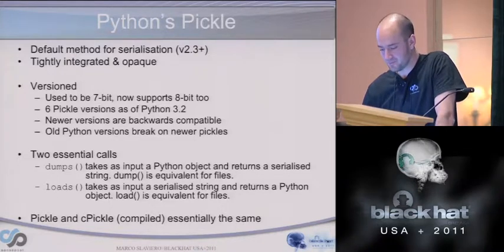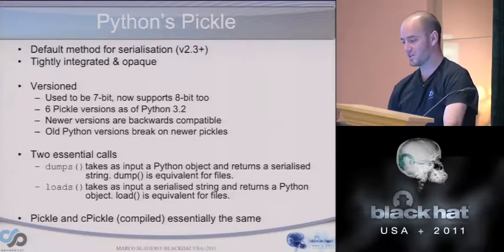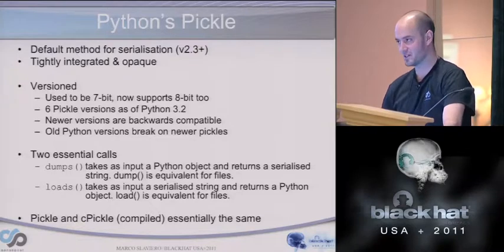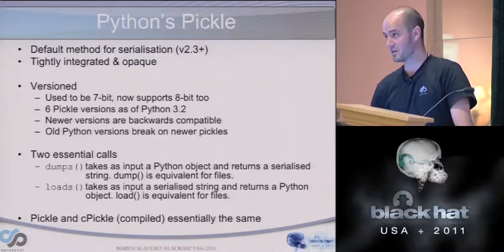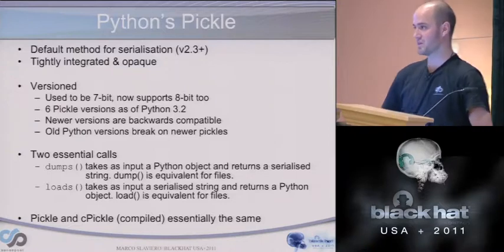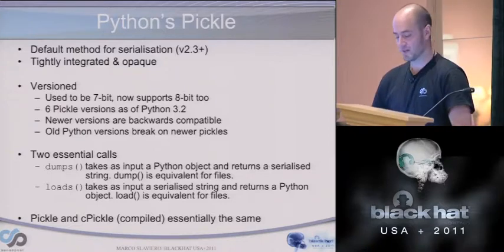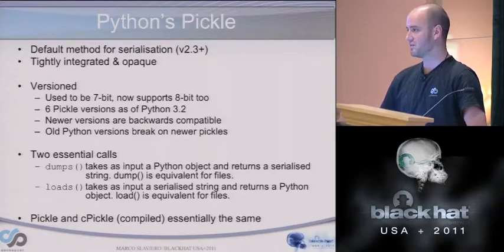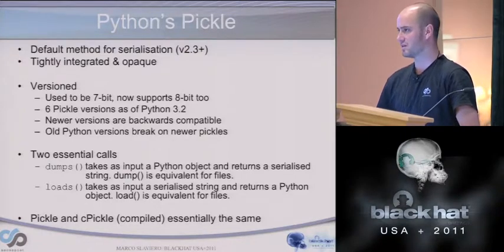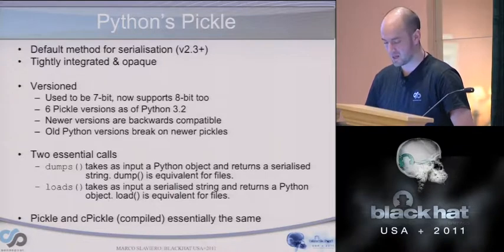And the whole serialization, deserialization interface takes place through 2 calls. We've got a call which will create a serialized object, and a call that will take a serialized object or a serialized stream and create the original object for it. The call which will create a stream of serialized bytes is called dumps, and the inverse is loads. And those are the only two methods that we really care about.